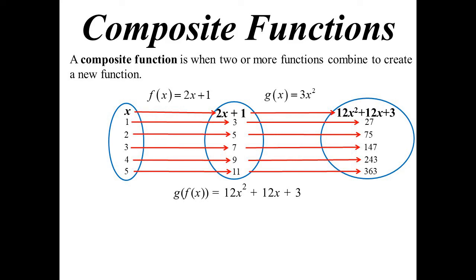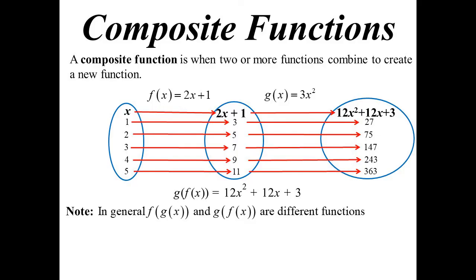The interesting thing is if we did it the other way round, you generally get a different function. It's very rare you get the same. Sometimes you do, but it's very rare. In fact, for our one, if we were to substitute g(x) into the function, so now 3x squared I'm subbing into 2x plus 1, we'd end up with 6x squared plus 1. So a different function altogether.